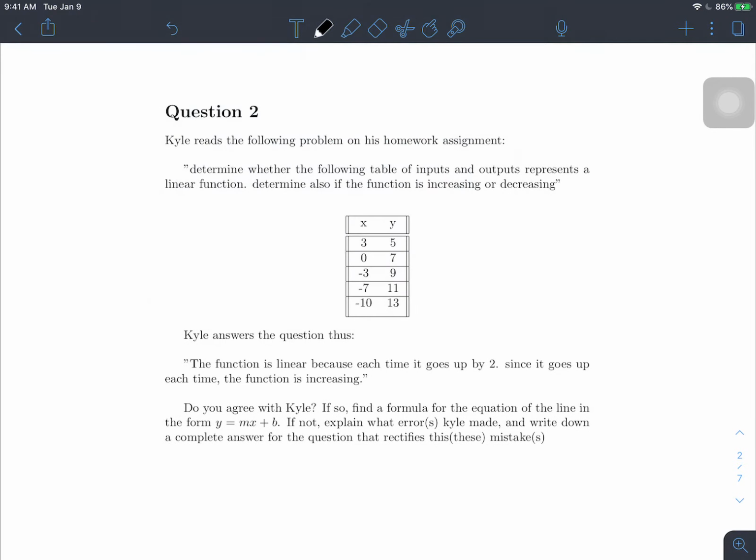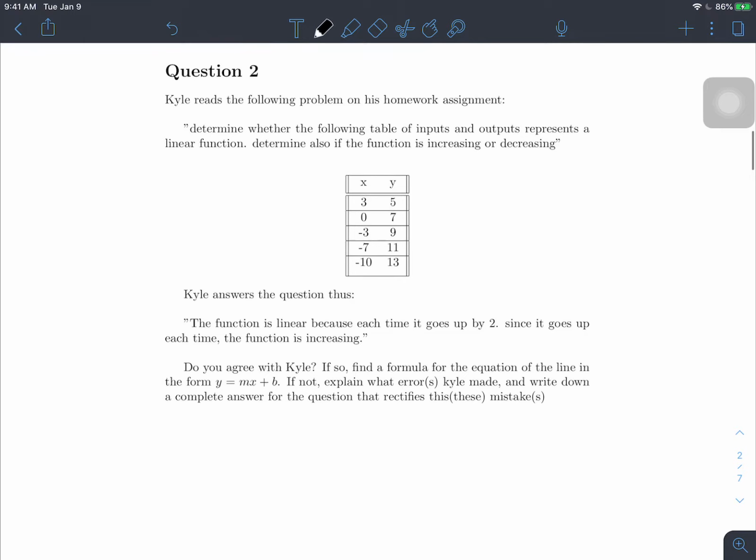Okay, question number 2. I like this problem. It's a word problem. So Kyle reads the following problem on his homework assignment. He's supposed to determine whether the following table of inputs and outputs represents a linear function or not. And he's also supposed to find out whether or not this function is increasing or decreasing. So the answer that Kyle puts on his homework is this thing highlighted here.